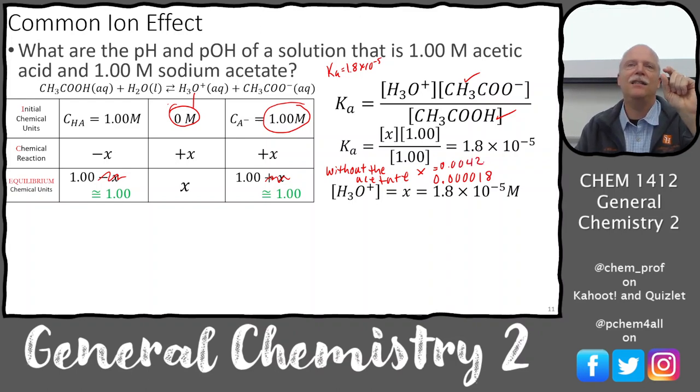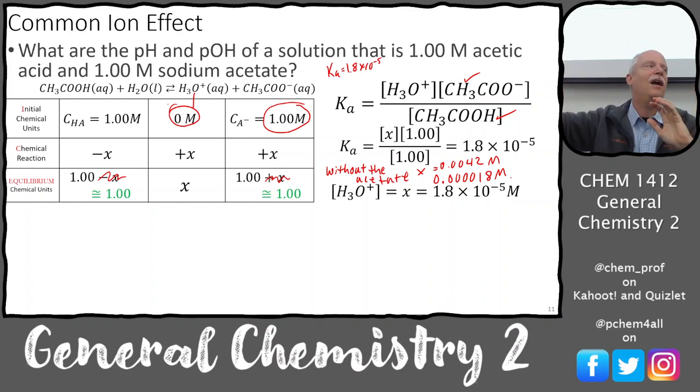So without that acetate, just putting 1 molar acetic acid in water and letting it come to equilibrium, my hydronium ion concentration was 0.0042. Look what happened when I added some product. It really reduced the amount of that reaction going forward. So my acid concentration dropped by 2 orders of magnitude. It's really much smaller. And that's the common ion effect. It already has a common ion with the product, and so it doesn't go forward very far.